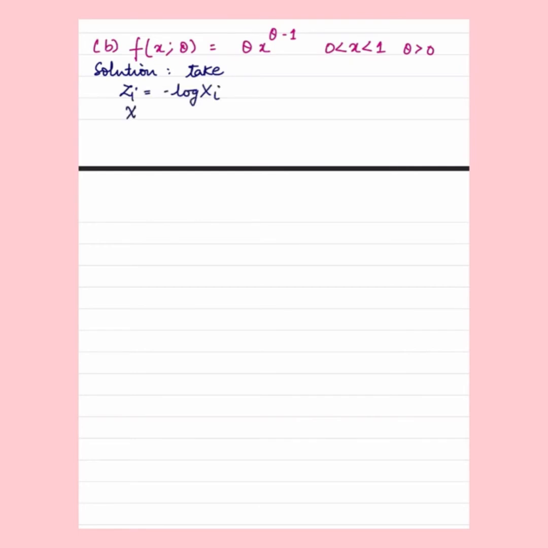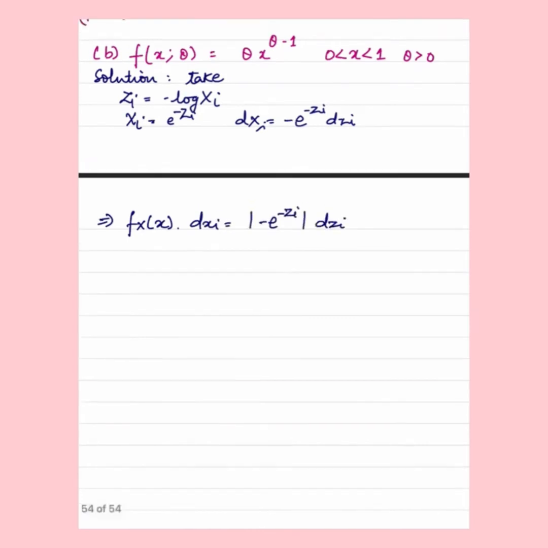We have been given a distribution which is theta into x to the power theta minus 1 and we have z equals to minus summation of i goes from 1 to n log xi. We have to show that n minus 1 upon z is unbiased estimator of theta. Now taking zi equals to minus log xi, we obtain dxi equals to minus e to the power minus zi. Hence, Jacobian of transformation is e to the power minus zi.